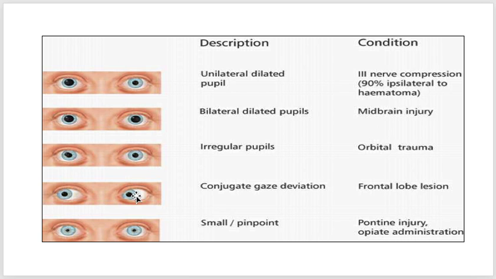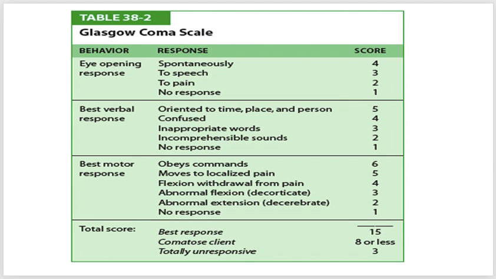If someone's eyes are continuously looking to one side, it is a frontal lobe lesion. So things like this. Now this is all neurology. Okay, guys, actually we don't have much time to talk about the Glasgow Coma Scale, so I will just talk a little about it.